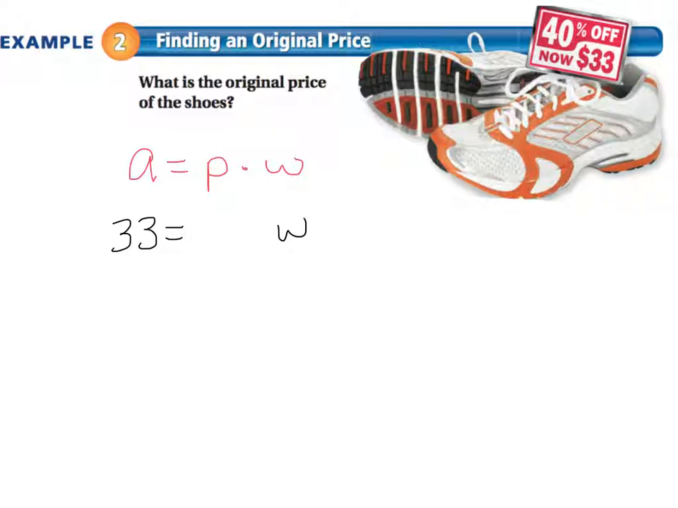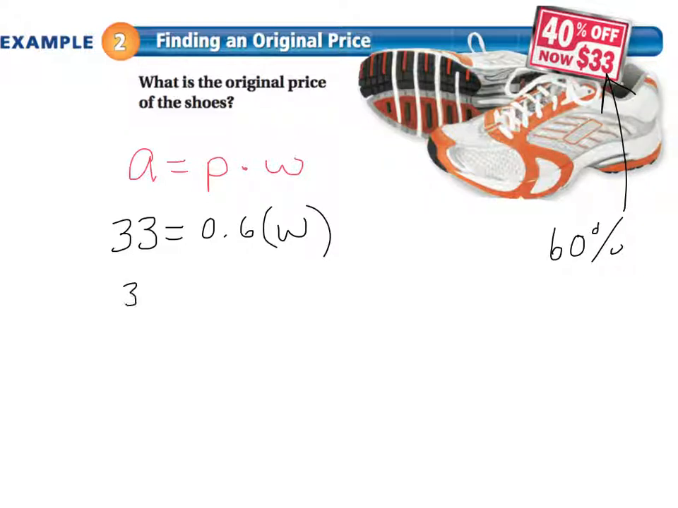Here's the problem. This is where students always go wrong. And as easy as this is, students put 40% here for the percent. 40% is not the part. If it's 40% off and it's now $33, we don't know what 40% off was because we don't know the original amount. But if it's 40% off, what is the percent that you're paying to get the $33? If you're paying $33, the percent you're paying is 60%. So 60% is what you plug in.